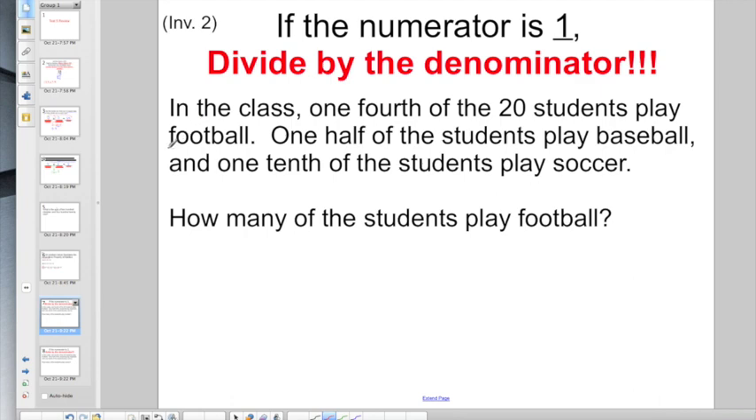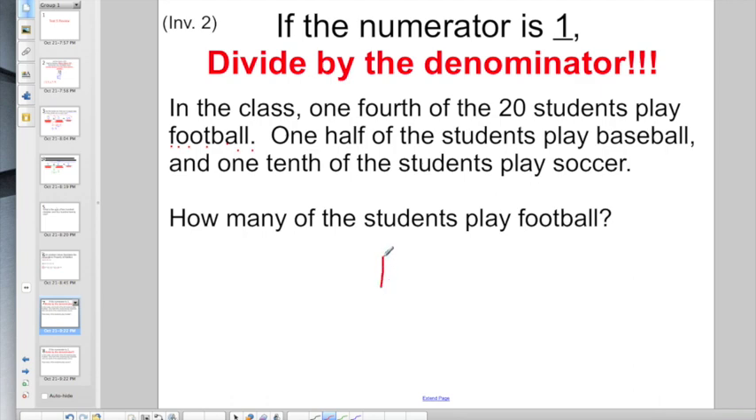So let's find out where it's talking football. Here's football, right? But we got a period at the end. I had some people the other day, they're pointing at a word, but you know what? The period means, back up on the sentence and go all the way to the front. Then start reading. In the class, 1/4 of the 20 students play football. 1/4 of 20. Divide by the denominator.